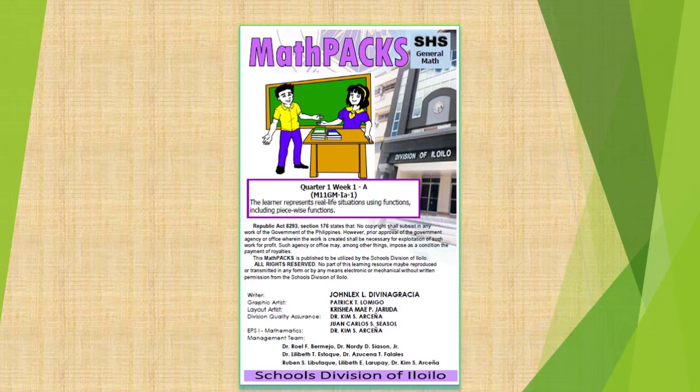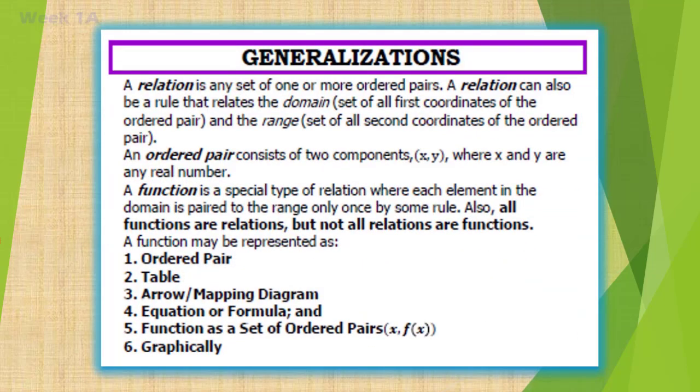We have the material for this learning activity video, and for the generalizations, a relation is any set of one or more ordered pairs. A relation can also be a rule that relates the domain, or the set of all first coordinates of the ordered pair, and the range, which is the set of all second coordinates of the ordered pair. An ordered pair consists of two components, the x and the y, where x and y are all real numbers.